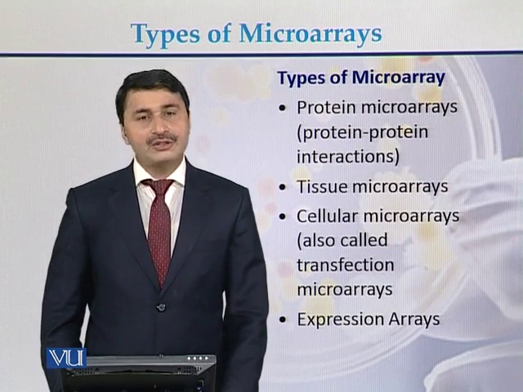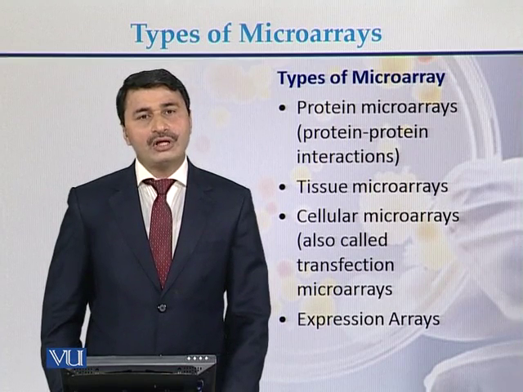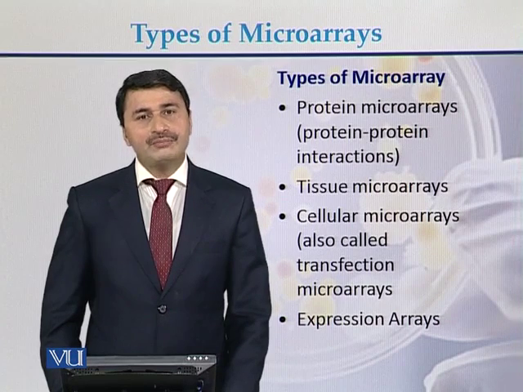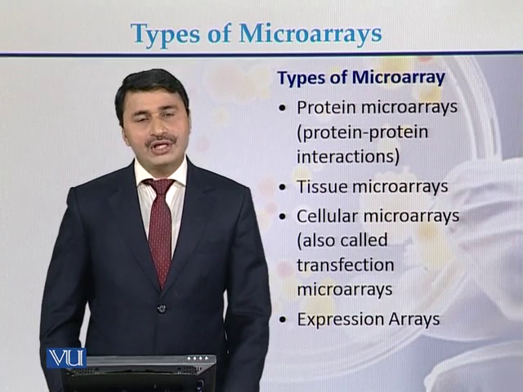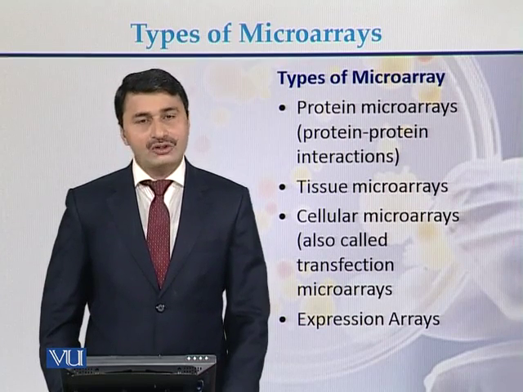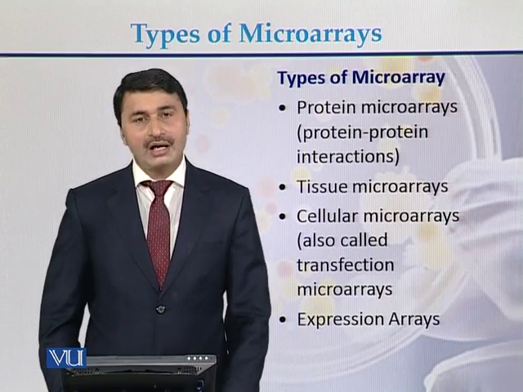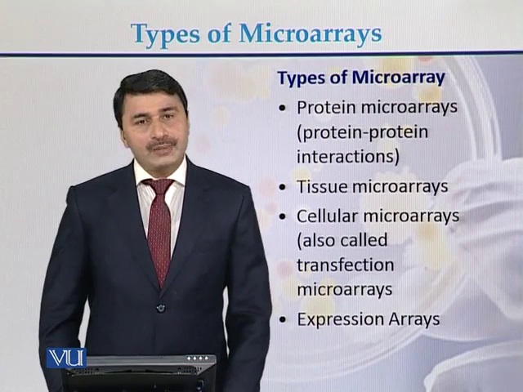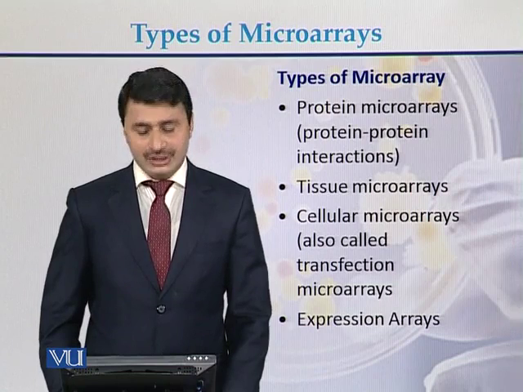Other types of microarrays are called protein microarrays. In the case of protein microarrays, we identify protein-protein interactions. In the case of tissue microarrays, we study the different gene expression levels in different tissues of the organism. Cellular microarrays, which are also called transfection microarrays, are also a type of microarray. Expression microarrays are used to study the expression of the genes.